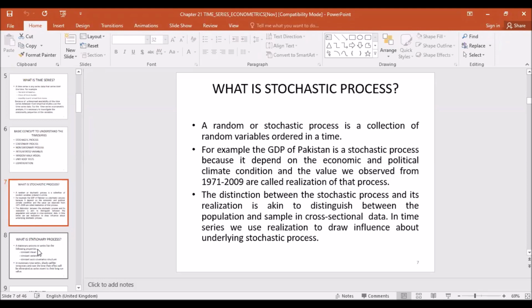A random or stochastic process is a collection of random variables ordered in time. Ordered in time means the data is given according to time, for example from 2000 to 2050: the value of the random variable in 2000, in 2001, in 2002, 2003, 2004, 5, 6. So the random or stochastic process is a collection of random variables, the data we collect on that variable, ordered in time.